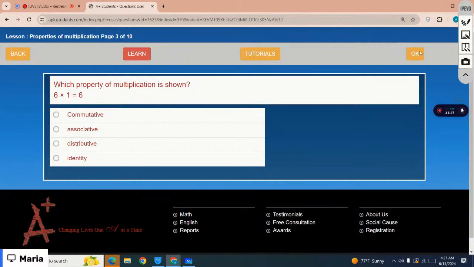Which property of multiplication is shown? 6 times 1 equals 6, which is the correct option. 0 times 5 equals 0 is the zero property. 6 times 1 is 6, right? So when you multiply by 1, you have the same number. That is the identity property. The correct option is identity.